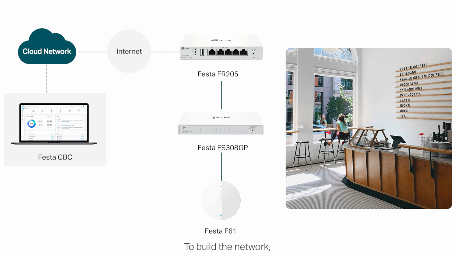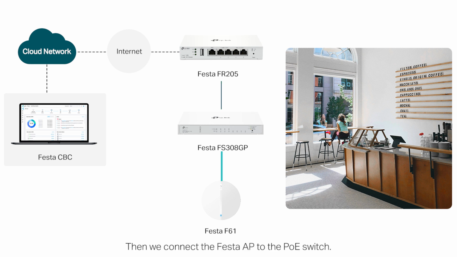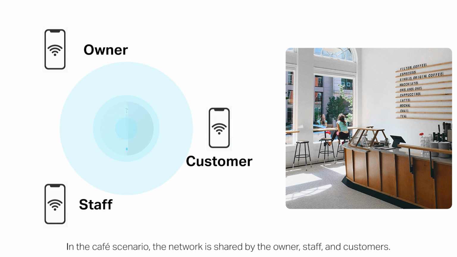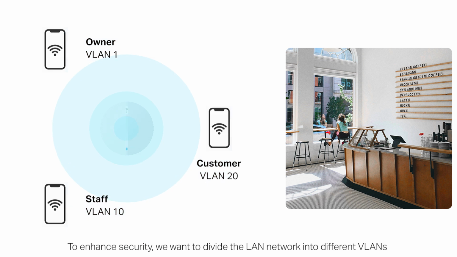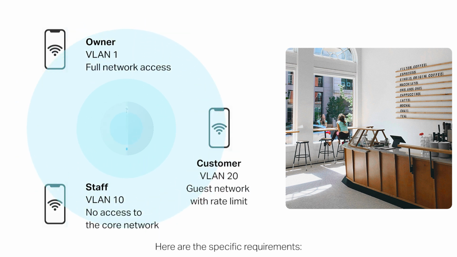To build the network, we connect one port of the gateway to the internet and the LAN port to the PoE switch. Then we connect the Festa AP to the PoE switch. In the coffee shop scenario, the network is shared by the owner, staff, and customers. To enhance security, we want to divide the LAN network into different VLANs and limit the network access of different clients. Here are the specific requirements.